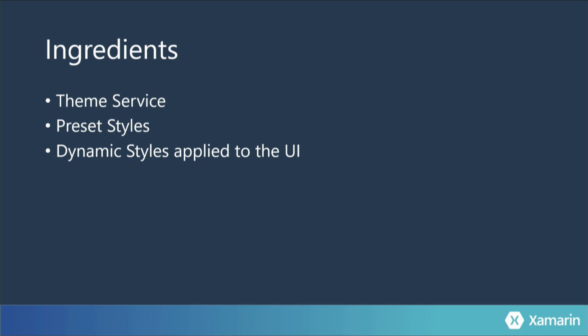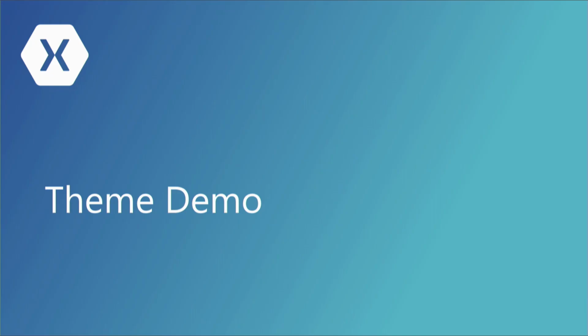All right, so here are the ingredients of what I'm going to work with. A theme service, essentially I'm just going to utilize the existing app resources. Preset styles, and then I'm going to apply dynamic styles. So let's look at some code, shall we? That didn't take very long to get into code.